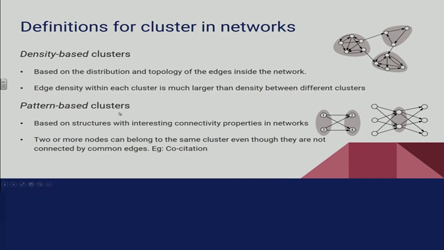Another method is the pattern-based cluster. It's not necessary that edges will be the main measure to define the clustering. The pattern-based cluster is not limited to edge density, but is based on structure. Two nodes which are not connected to each other, with no edge connecting them, can also be classified into one cluster. For example, in the figure you can see the case of co-citation. If a set of papers cites the same set of papers, but has no link between each other, then it's a pattern-based cluster.